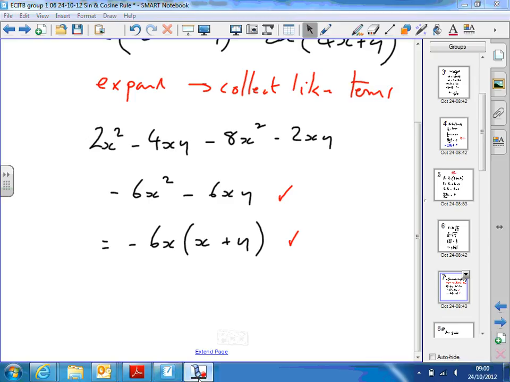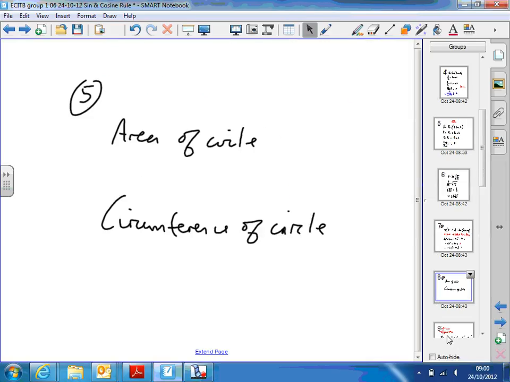Okay. Right. Last one, number 5. Area of a circle, pi r squared. Circumference of a circle, pi d, or 2 pi r. Recognise formally for the area and circumference of a circle that you need to remember.